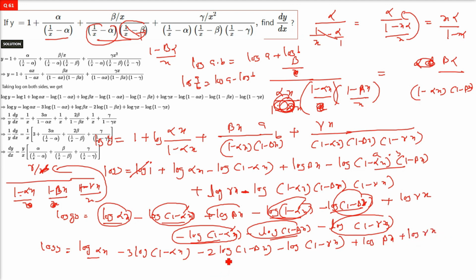Alright. Now let us differentiate. We have to differentiate now. So 1 by y dy by dx. And please remember, y is the whole term from where we started. This whole term. Alright.